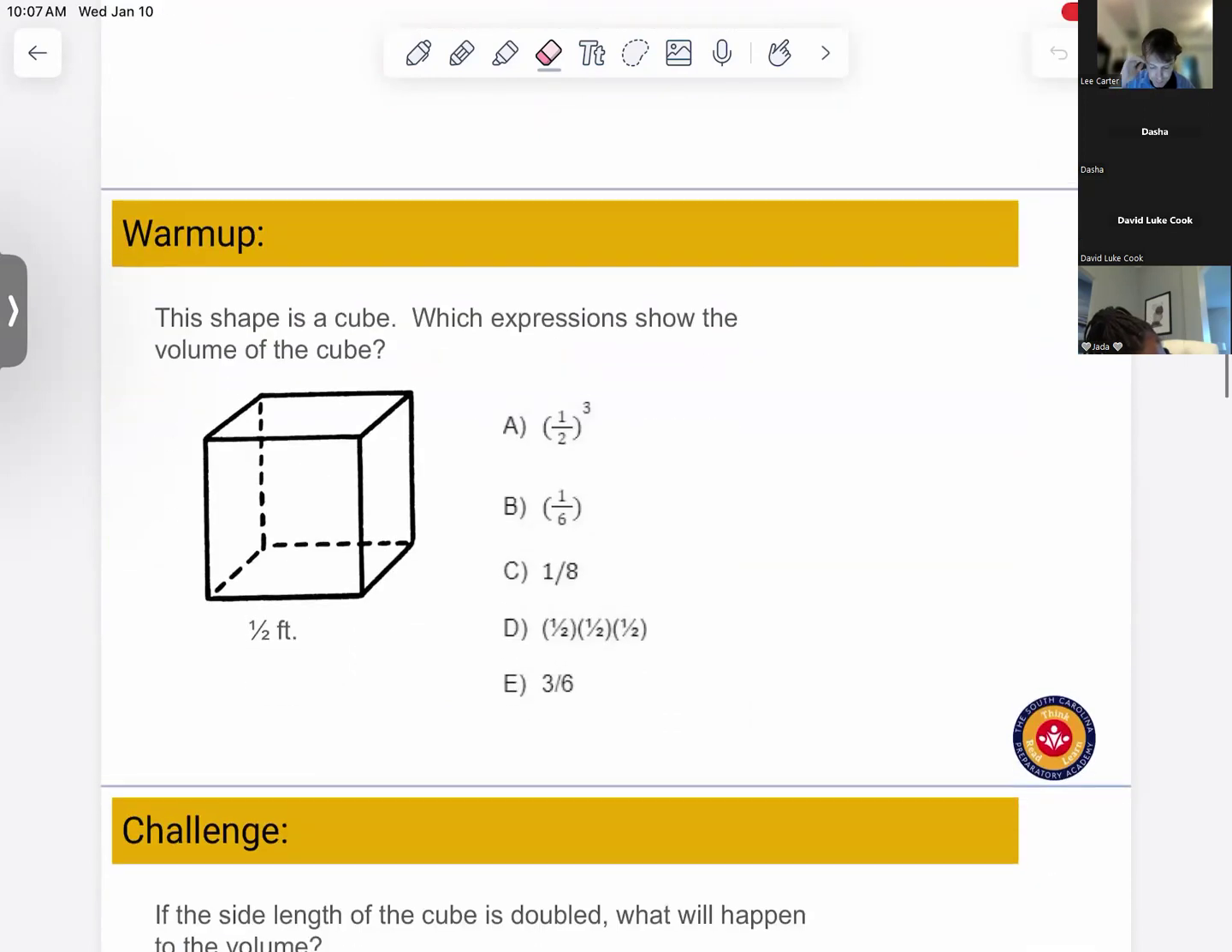All right. So I want to do this one for a warm up. I want you to put your answer just in the chat here. Okay. A, B, C, D, E. So it says which expressions. There's more than one answer here that will show us the volume of the cube. Okay, so volume of a rectangular prism, and a cube is a rectangular prism, is length times width times height. Well, if we've got a cube, that means all of the sides are the same. Okay, so there's more than one answer.